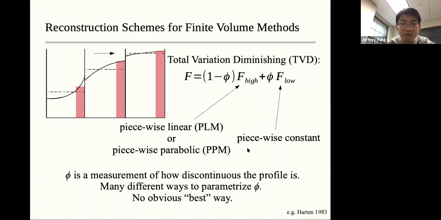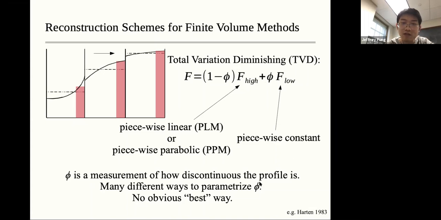Clearly, in this case, you will never create artificial bumps like this. So if you lean too much towards this side, using more of the piecewise constant method, then you tend to produce more diffusive codes. If you lean more towards this side, then your code is more accurate. But at the same time, this kind of thing would happen more frequently, and you would end up with artificial oscillations in your code.